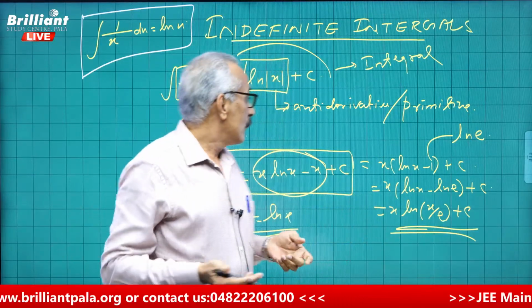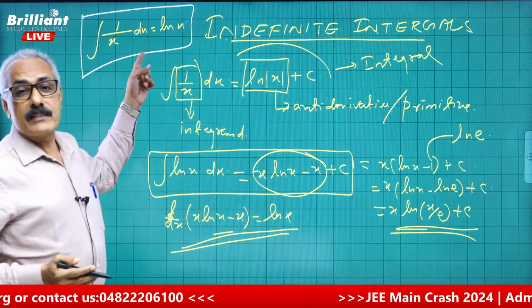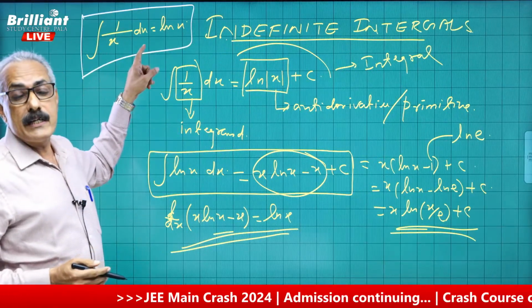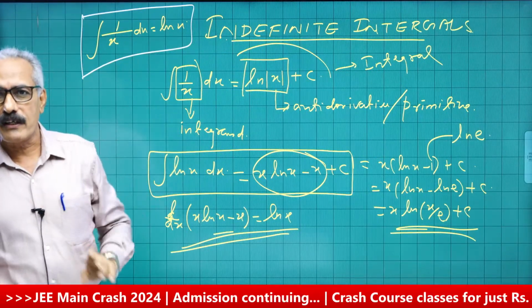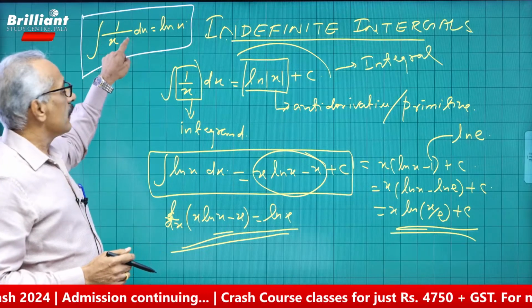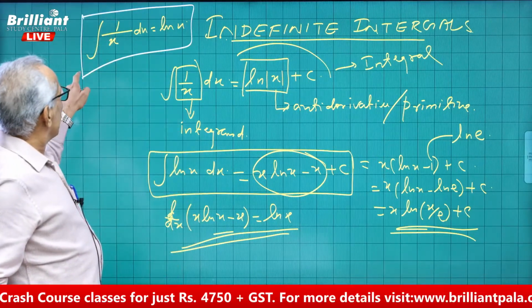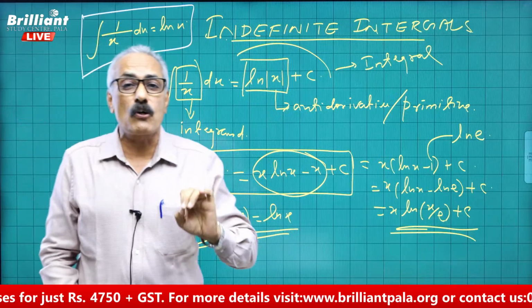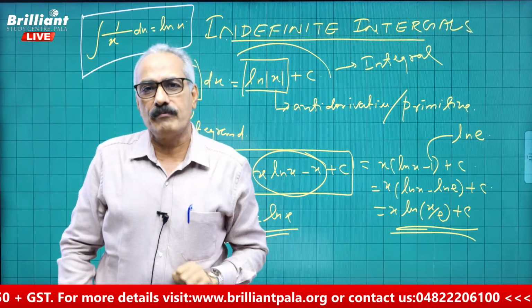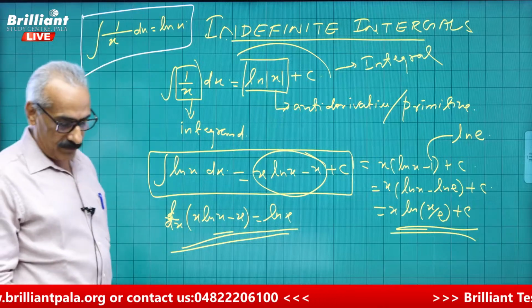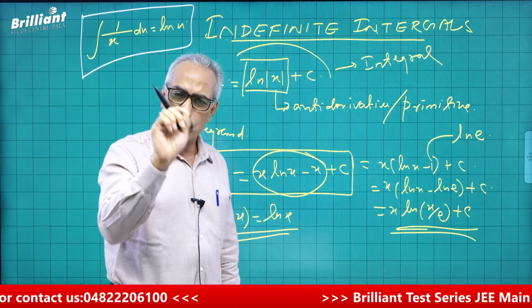For example, the integral of 1 by x dx is equal to log x plus c. Integral of 1 by t dt is equal to log t plus c. Integral of 1 by z dz is equal to log z plus c. The elongated tilde along with dx is called the notation of integration. I repeat, the elongated tilde and this dx. That's integration with respect to x.